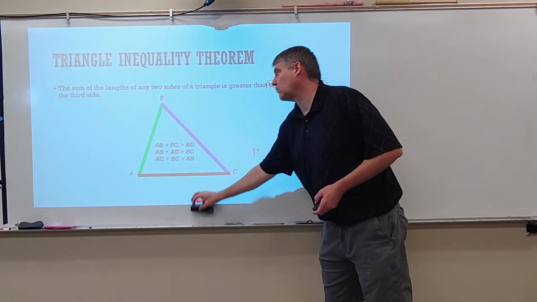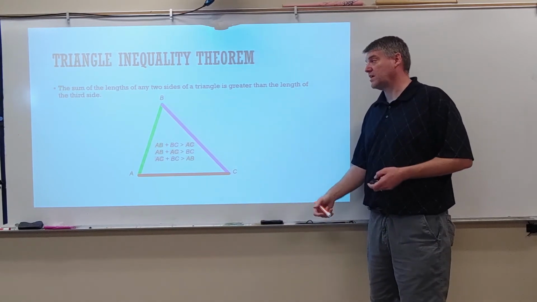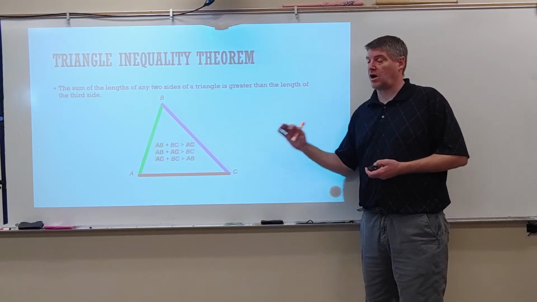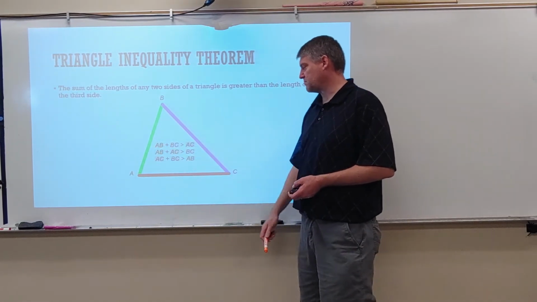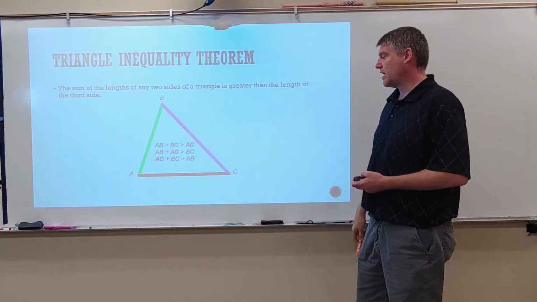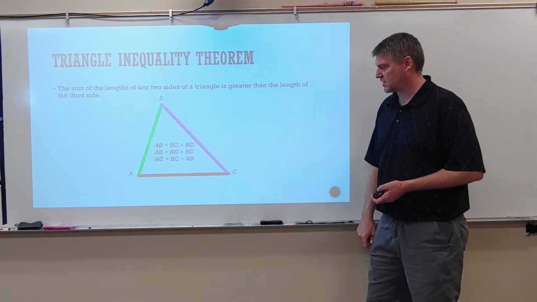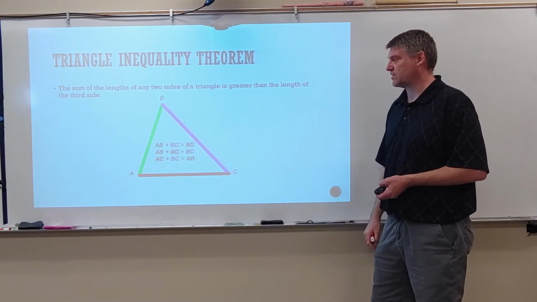Okay, triangle inequality theorem. The sum of the lengths of any two sides of a triangle is greater than the length of the third side. This is always true. It always has to work out. Here I have AB plus BC is greater than AC. AB plus AC is greater than BC, and AC plus BC has to be greater than AB. Always, always true for any triangle.